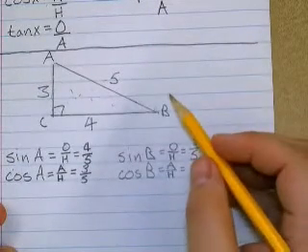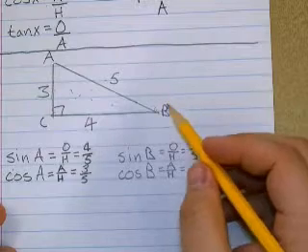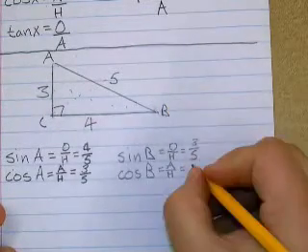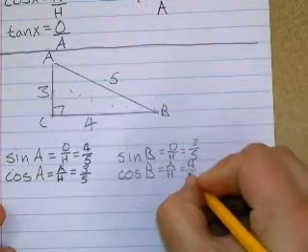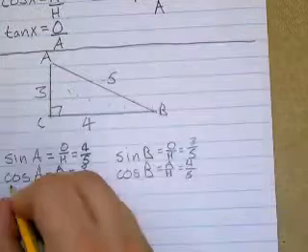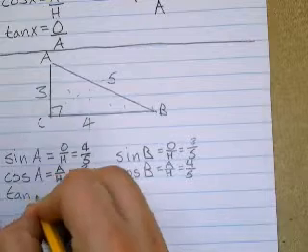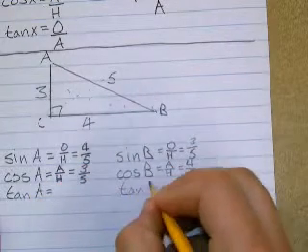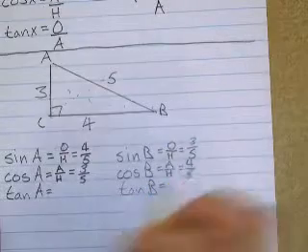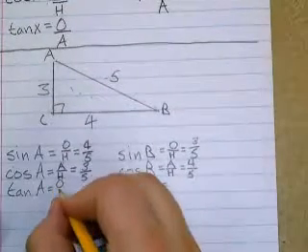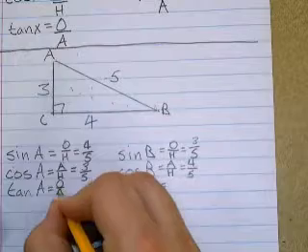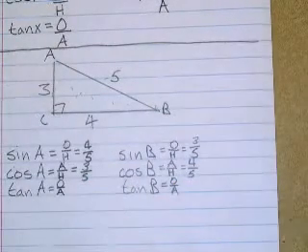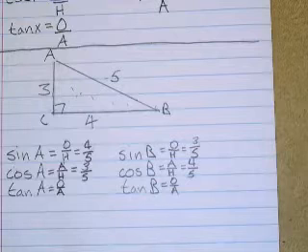What is the cosine of B? Well, what's the adjacent of B? 4. What's the hypotenuse? 5. Alright. Now, here's a tricky one. What's the tangent of A and what's the tangent of B? Keeping in mind that the tangent is the opposite over the adjacent in both cases, but it's with respect to the angle that we're using.